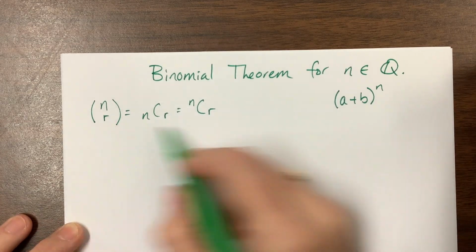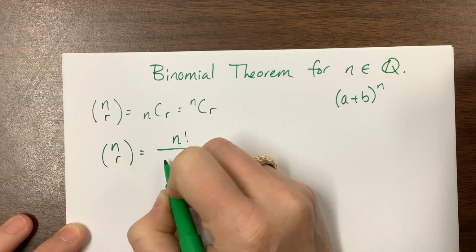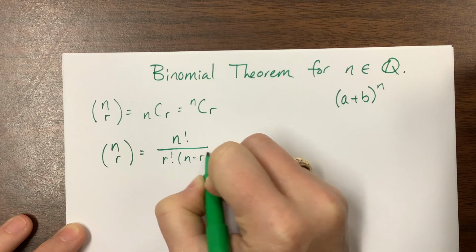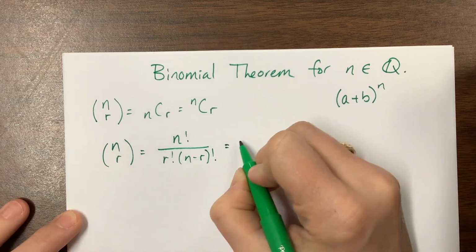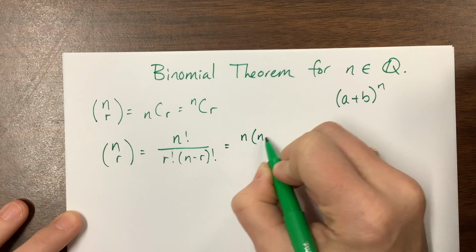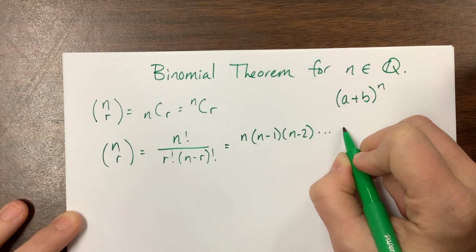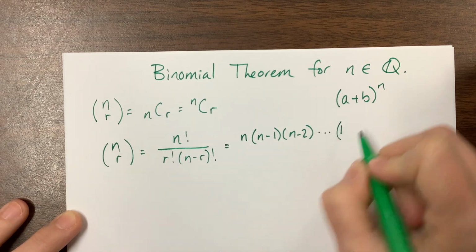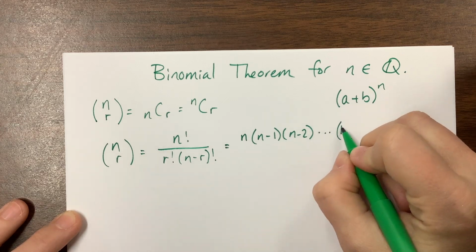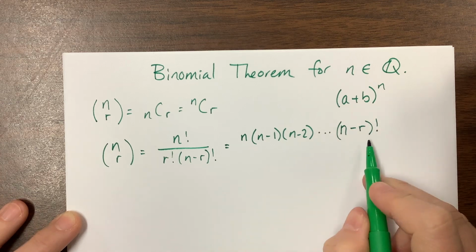Okay, so let's talk about this a little bit. This n choose r is equal to n factorial over r factorial times (n minus r) factorial. That's what it's defined to be. If you remember, n factorial means n times (n minus 1) times (n minus 2), and we keep going all the way down until we get to 1. This becomes, we get all the way down till we have (n minus r) factorial, wherever that falls.